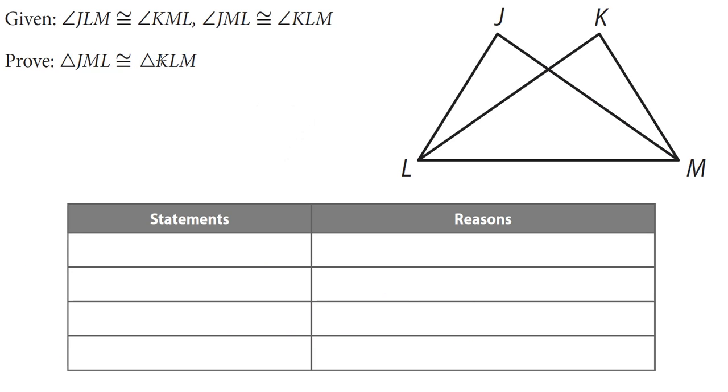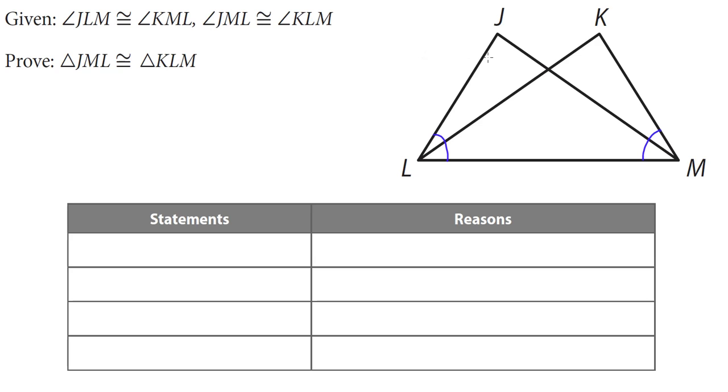All right, next example. Given that angle JLM is congruent to angle KML and angle JML is congruent to angle KLM, prove that triangle JML is congruent to triangle KLM. So let's start by marking our given information on the diagram. So angle JLM is congruent to angle KML. So this is angle JLM, and this is angle KML. So they are congruent to each other, and we see angle JML is congruent to angle KLM.